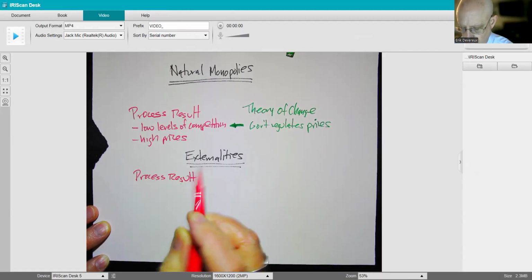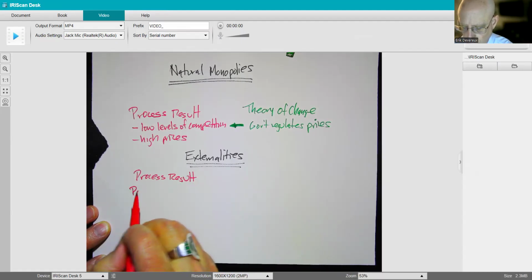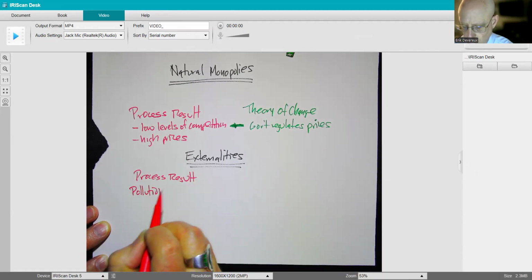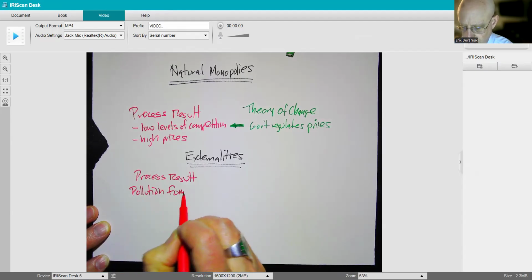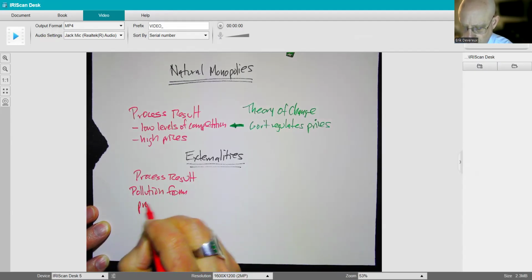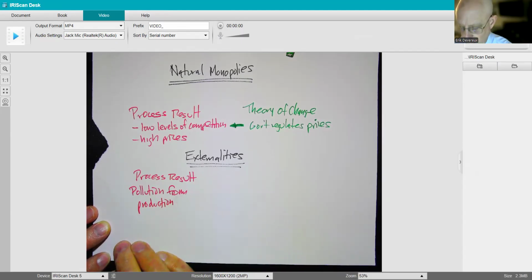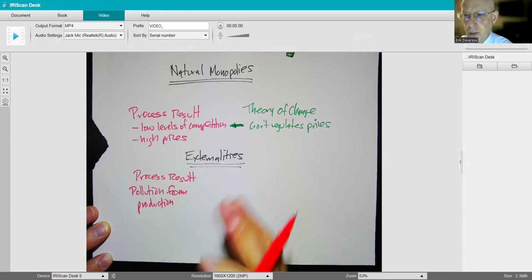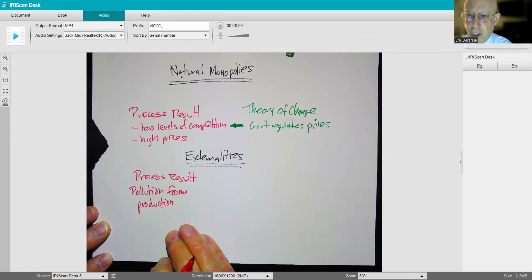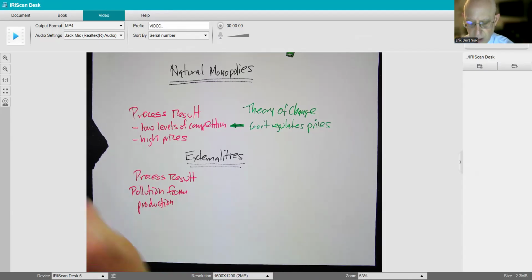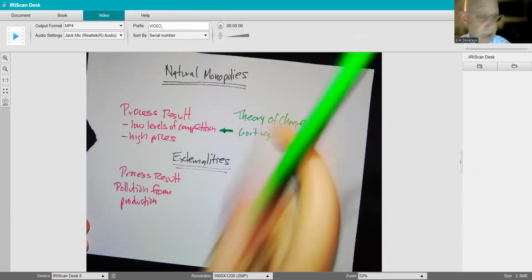So the process result in this case, the process result is, for example, pollution from production. There's many examples of this. The one that we've been fighting over the most recently would be carbon dioxide and its consequences in the atmosphere for global climate change, but it's also polluting the waterways with the consequences of industrial activity. It's very well known as a problem, okay?